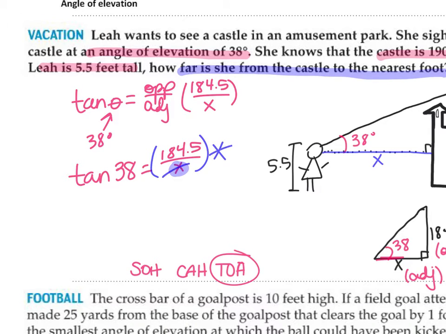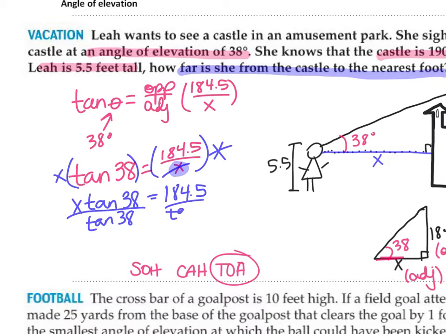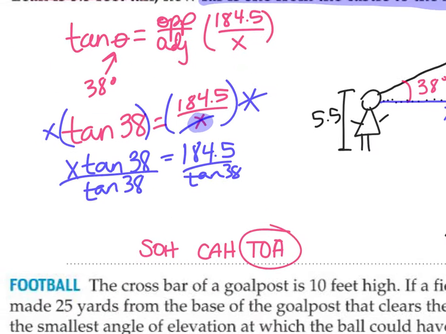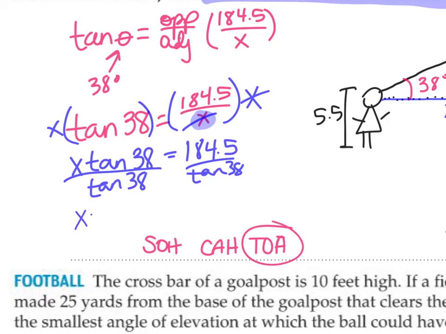Multiply both sides to get rid of our denominator. Okay, so we have x times the tangent of 38 equaling 184.5. To get x by itself, we have to divide by tangent of 38. So x equals 184.5 over the tangent of 38.